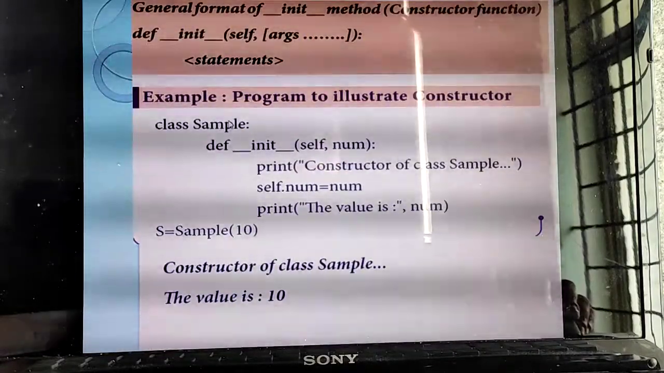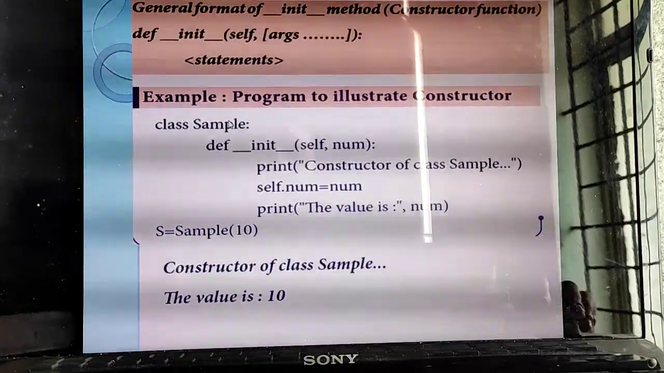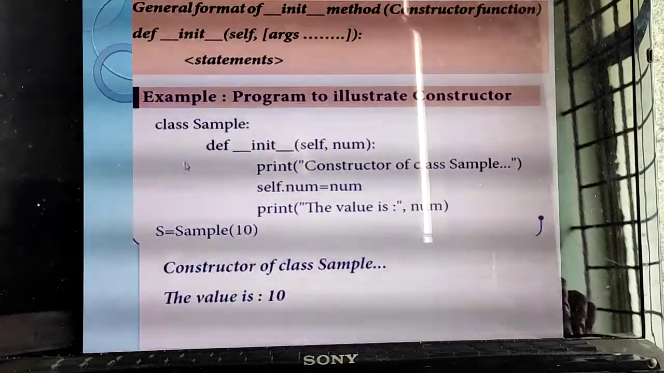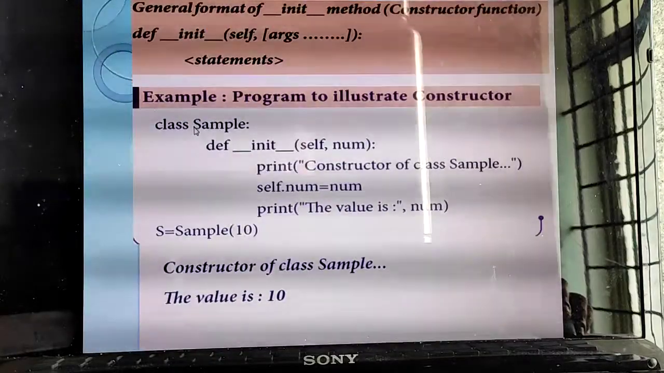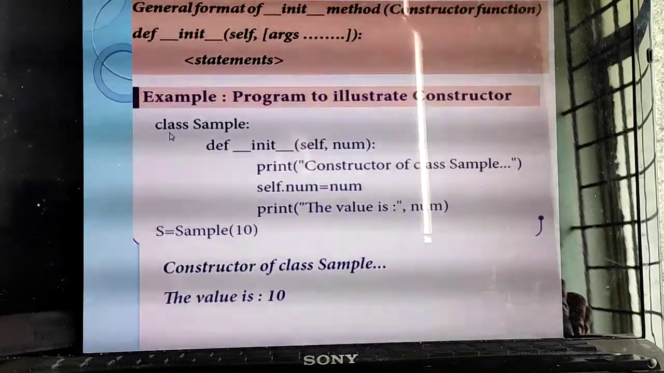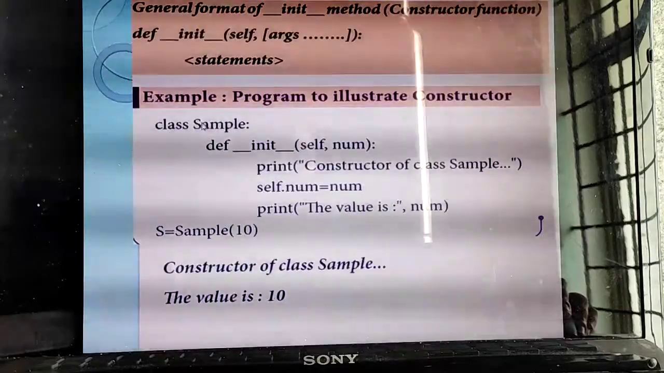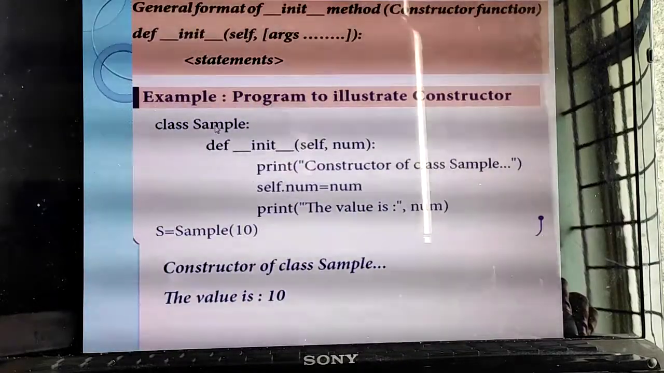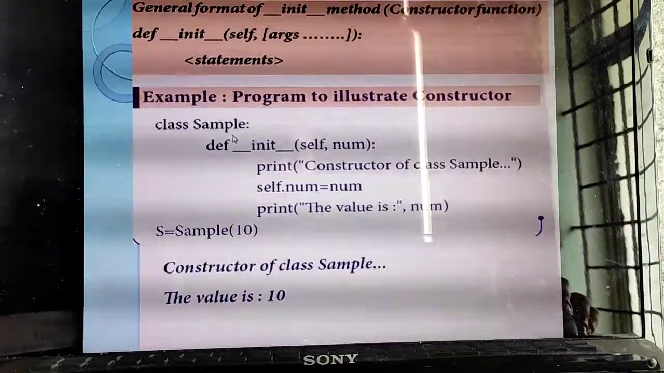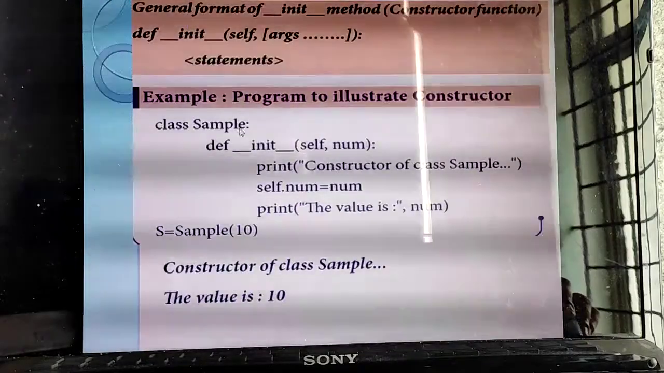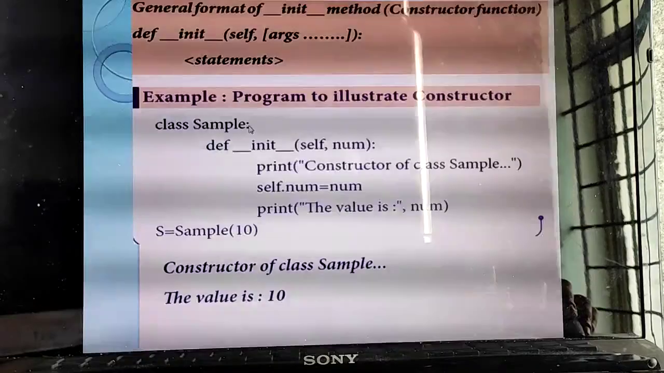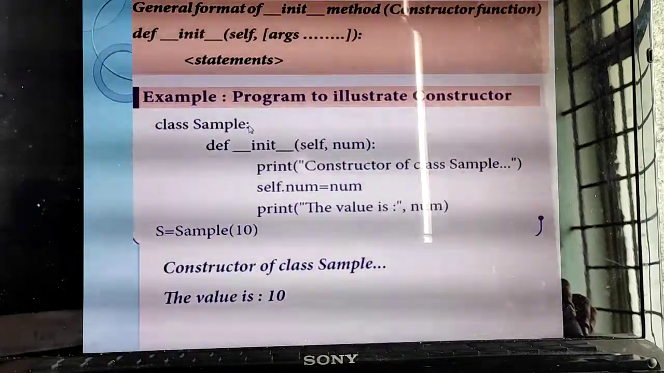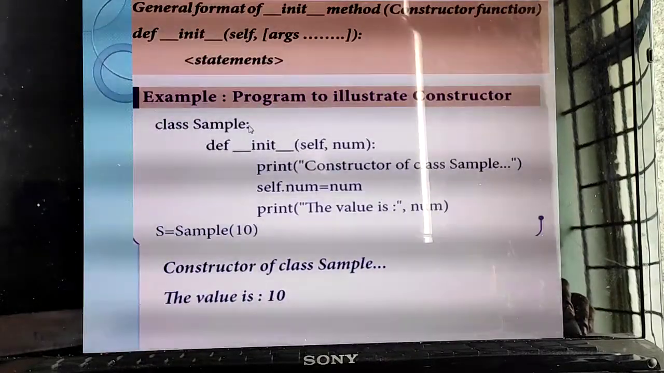Understand? Then we can see one example program for the constructor. See, what is the first step? First you are going to define a class. What is the general format for defining a class? Class starts with the keyword class, then the class name. What is the class name here? Sample. Then a colon. So the class you have defined. Next you are going to create a constructor function.